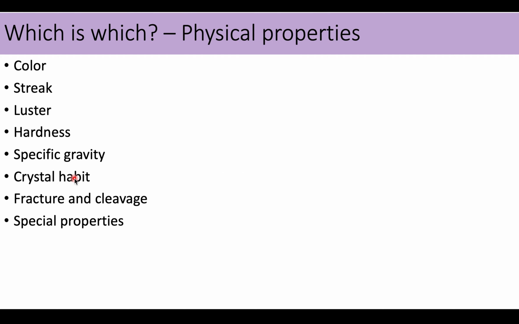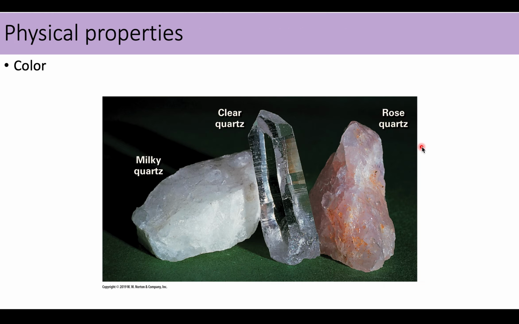So the physical properties that we look at, I have listed here. I'm going to go through each of them so that you understand what it is exactly that we're looking at for each of these physical properties. The first one is color. I mentioned that this can be quite ambiguous and should not be relied on.